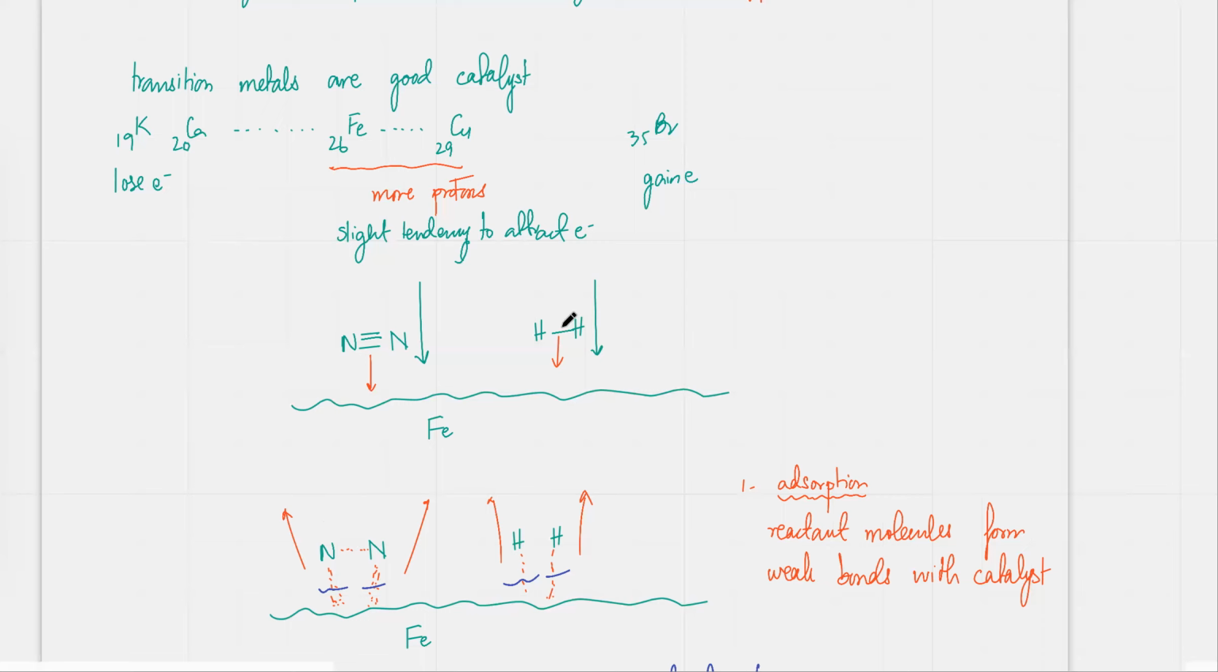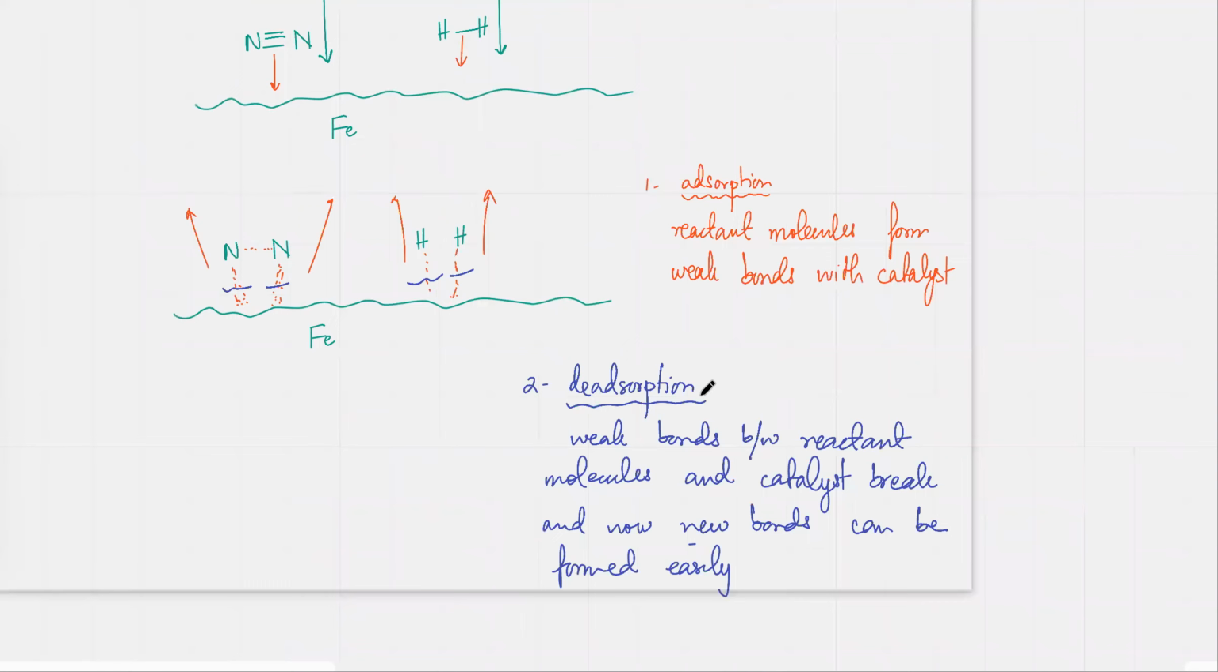Same thing happens with the H electrons that were being shared between the H atoms. The Fe would slightly pull on those electrons, and the electrons are going to get attracted to the Fe. That was known as adsorption. And the second step was desorption: the weak bonds would eventually break because Fe doesn't attract those electrons very strongly. But Fe has done its job. Breaking the triple bond was really difficult, and Fe has successfully been able to break those triple bonds by pulling on those electrons very, very slightly.